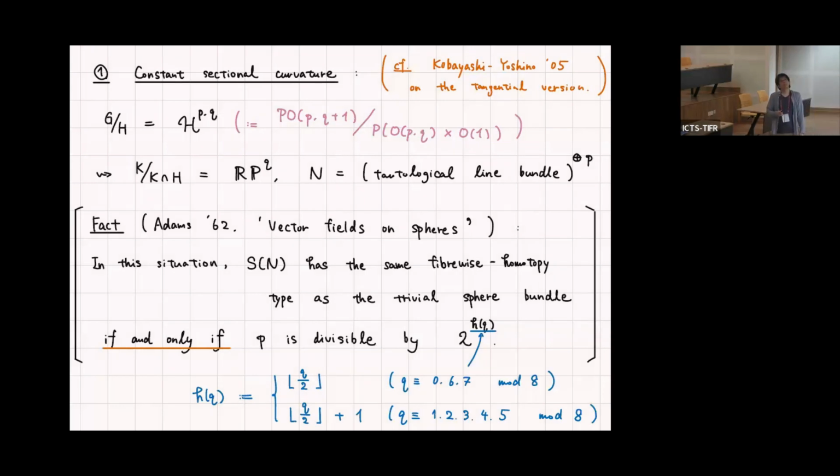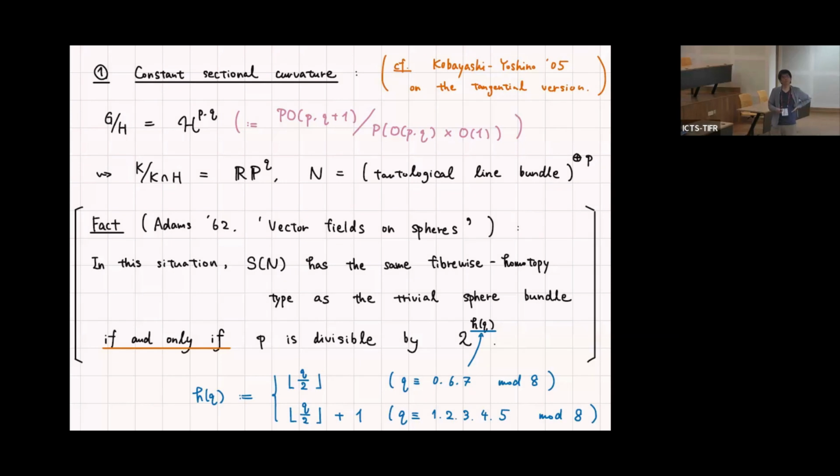Let me first mention the case of constant sectional curvature, the space form case. So let G mod H be H^{p,q}. In this case, K mod K intersection H is RP^q, q-dimensional real projective space, and N is a sum of p copies of tautological line bundles. In this case, the problem of the fiber-wise homotopy was computed, in fact, in the work of Adams in the 60s, in the paper Vector Fields on Spheres. So in this situation, this Sn has the same fiber-wise homotopy type as a trivial vector sphere bundle if and only if p is divisible by some number. So this number is almost half of q, but it depends on q mod 8.